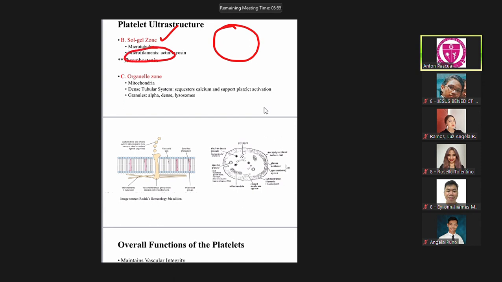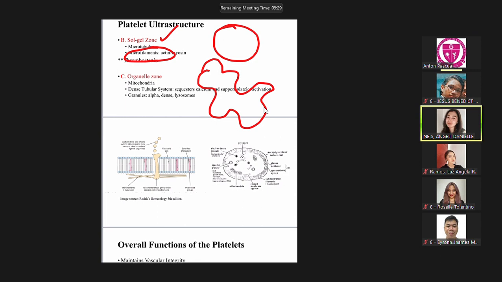From discoid, it can be irregular in shape. If platelets are discoid, ulitin ko, they are inactive. But if platelets change their shape, it means that platelets are active. O, ulitin natin, kailan natin ina-activate uli yung platelets? If there's injury or bleeding. If there's an injury. Tama?